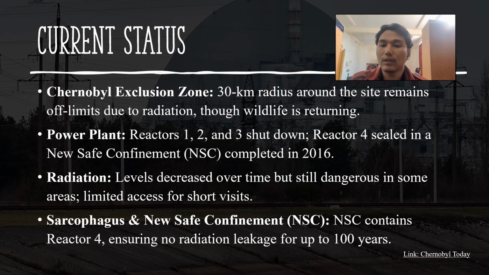Next, reactors 1, 2, and 3 are in complete shutdown, while reactor 4 is sealed in a New Safe Confinement, or NSC, which is a semicircular cylinder made out of steel. It was started around 2010 and completed around 2016. Next, the radiation level has decreased over time, but it is still dangerous.